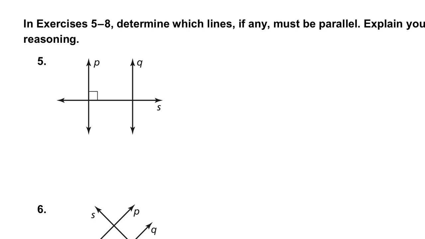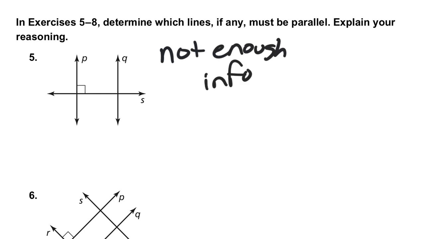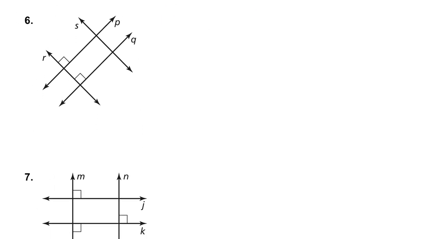Now, let's look at the stuff we just talked about today. We want to determine if lines, if any, are parallel, and if so, what's our reasoning? If I look at number 5 here, I see this intersection is a perpendicular, but I know nothing about this intersection. So I can't prove parallel unless I know that I have two perpendiculars on the same transversal. So I'm going to say not enough information. Let's look at number 6.